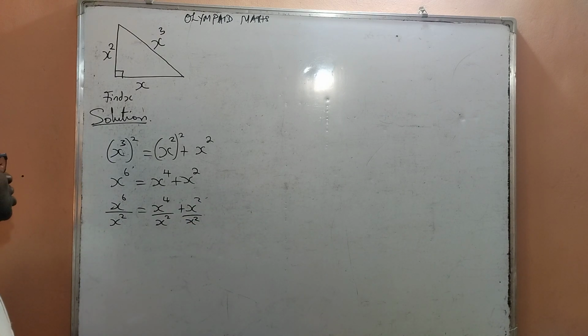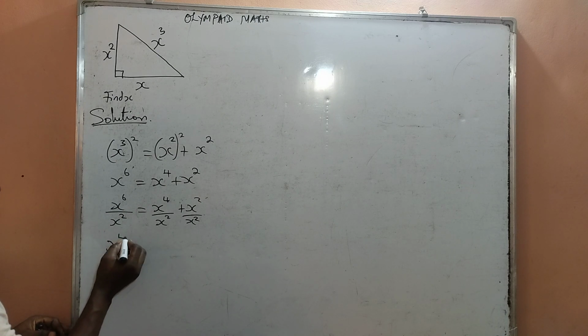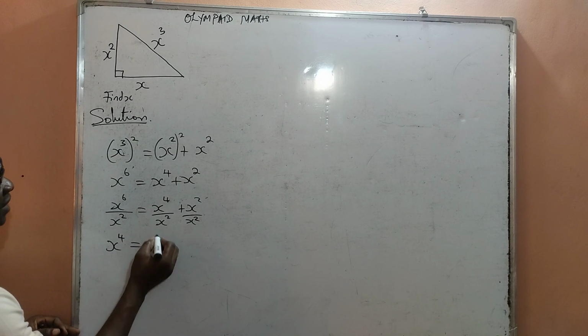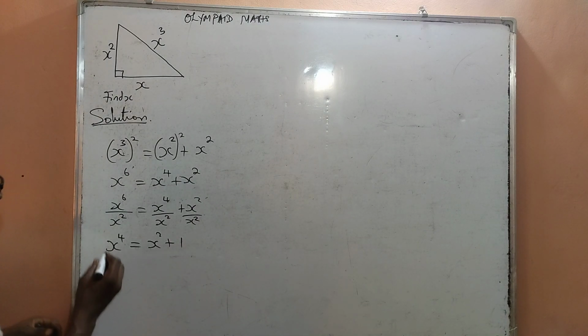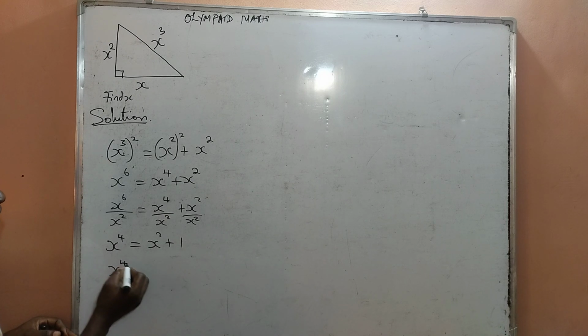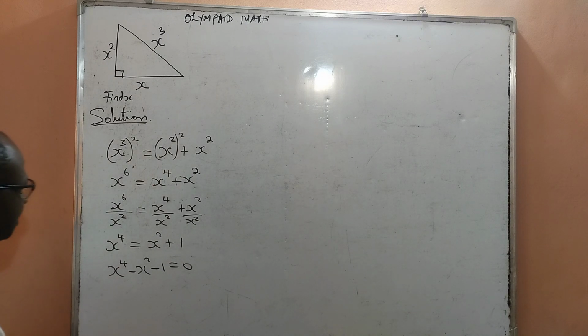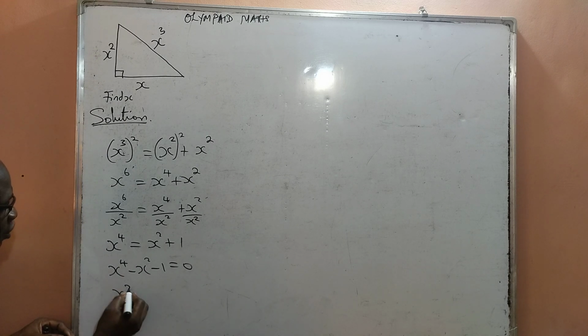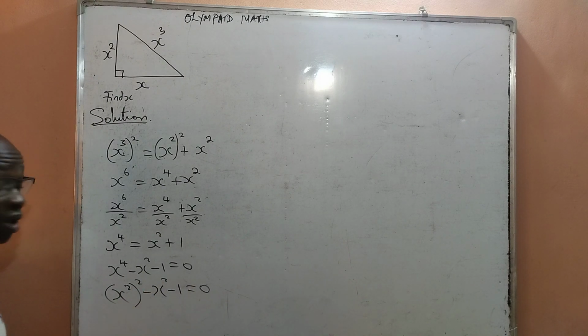And by this division, going by the law of indices, this is now going to give me x raised to the power 4 equal to x raised to the power 2 plus 1. I can move what I have on the right hand side to the left, and this gives me x raised to the power 4 minus x squared minus 1 equal to 0. Let me express x raised to the power 4 as x raised to the power 2, all raised to the power 2, minus x raised to the power 2 minus 1 equal to 0.